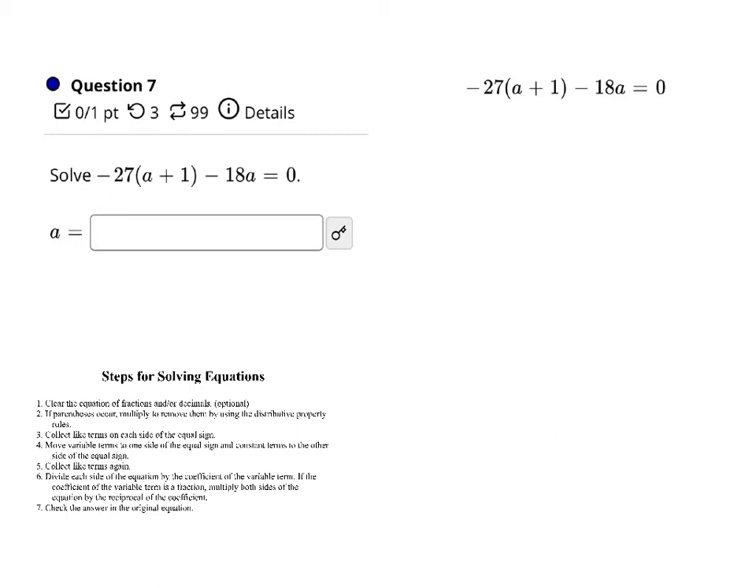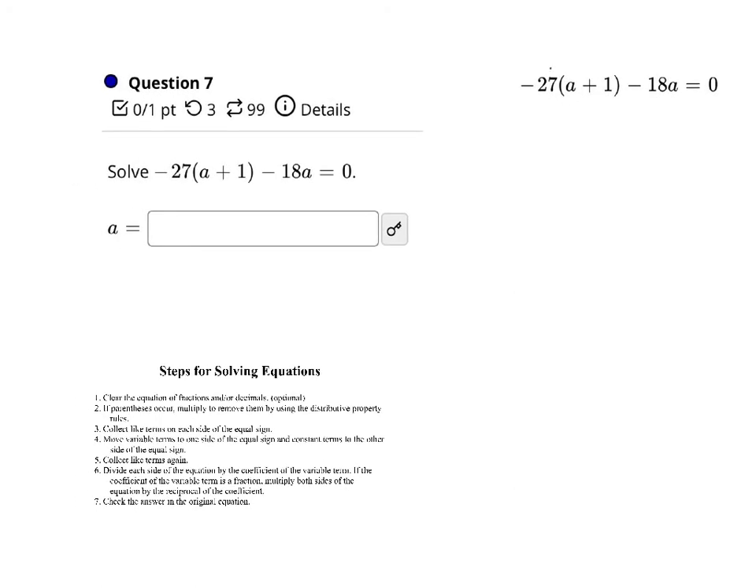We are solving for A. We're going to follow the steps. There's no fractions, there's no decimals, so we need to get rid of parentheses. So we're going to multiply that negative 27 throughout the parentheses after it. That will give us negative 27a. And then negative 27 times 1 is negative 27. We're just going to bring down the minus 18a equals 0.